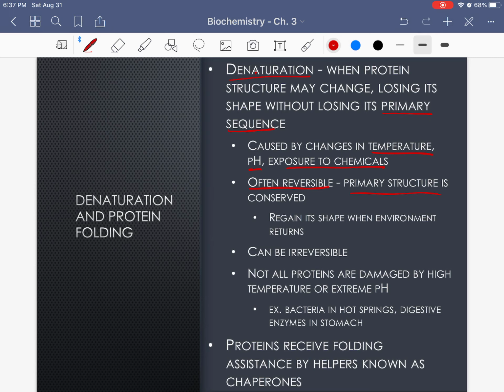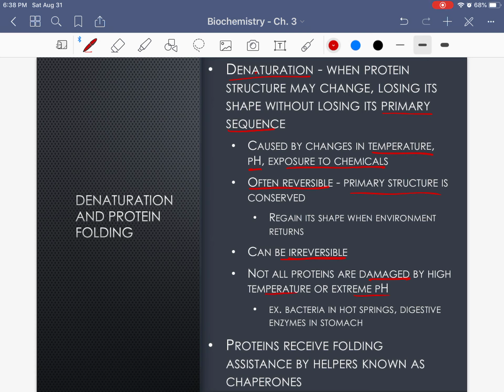So for instance, in your body, if it gets too hot or if it gets too acidic, let's say you're running an extreme high fever, it gets to the point where it denatures a protein. When that fever goes away, it goes back. So typically when we return back to that homeostatic level, it can return back to its original shape. There are situations where it's irreversible, when it is damaged because it's too high or too extreme.